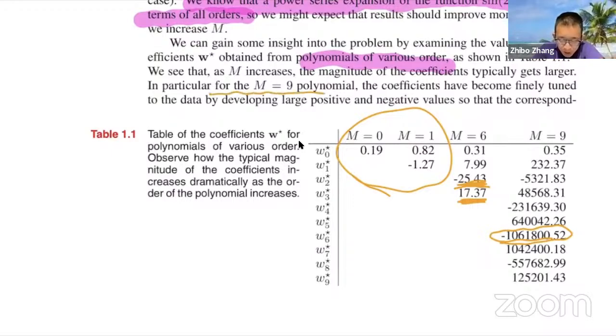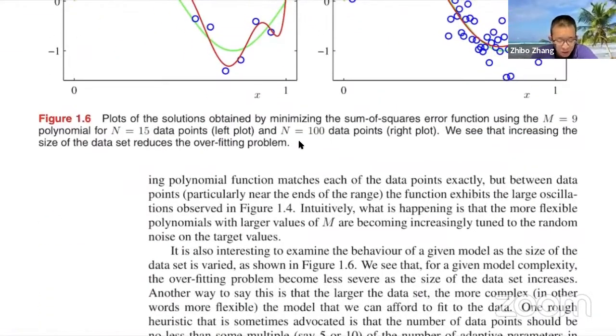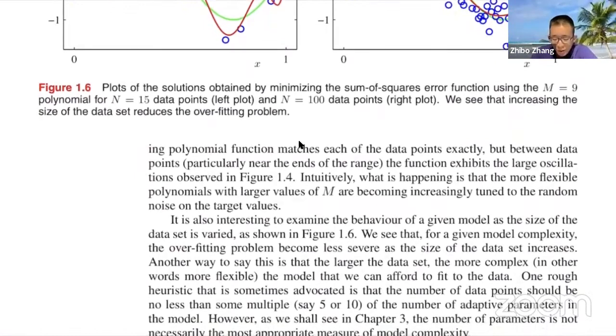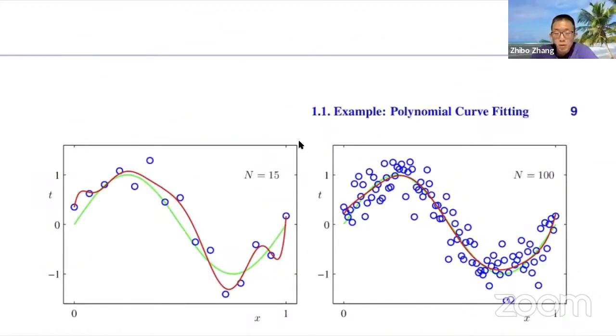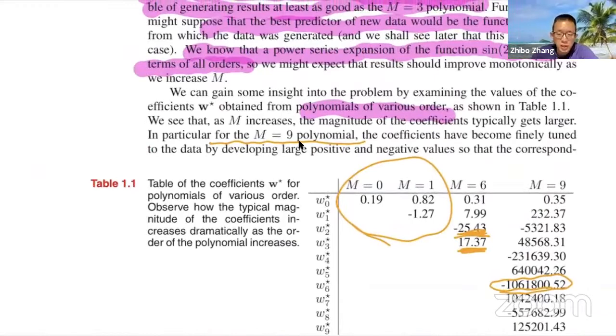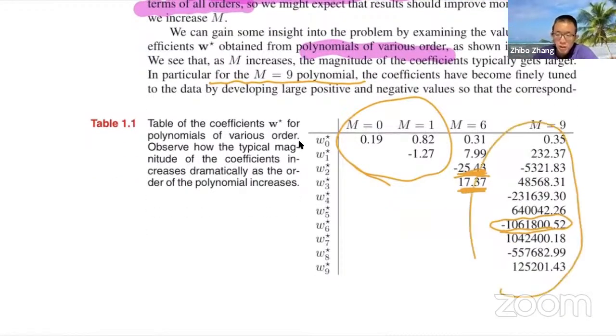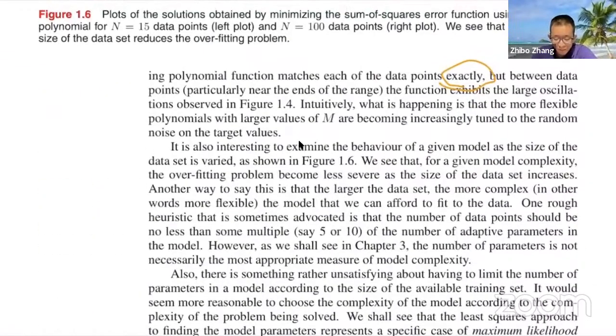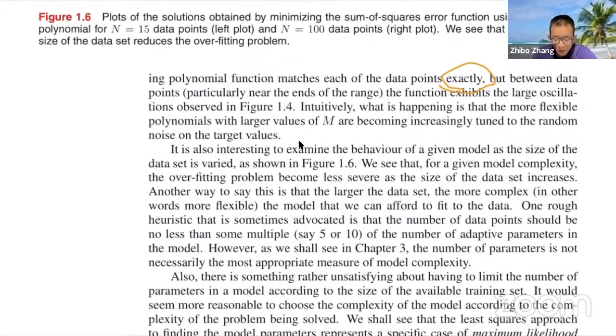In particular, for the M equals 9 polynomial, the coefficients have become finely tuned to the data by developing large positive and negative values, so that the corresponding polynomial function matches each of the data points exactly. Okay, so exactly is actually the cause of all the problems, because the function mapping is trying to increase the scale as much as it wants in order to perfectly fit the training data. But between data points, the function exhibits the large oscillations observed in figure 1.4.